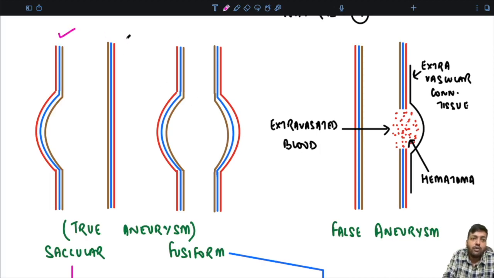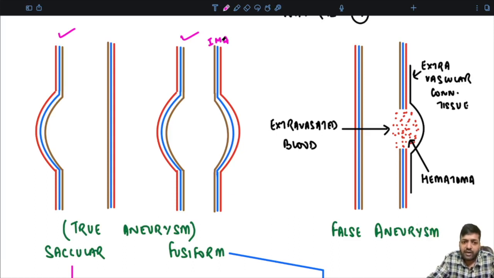The first two diagrams, as you can appreciate, both show a true aneurysm wherein there is a dilatation, but the vessel wall is intact. There is no compromise in any of the layers of the vessel wall. Remember the layers of the vessel wall: we have the tunica intima, then the media, then the adventitia on the outer aspect. These are the three important layers of the vessel wall.